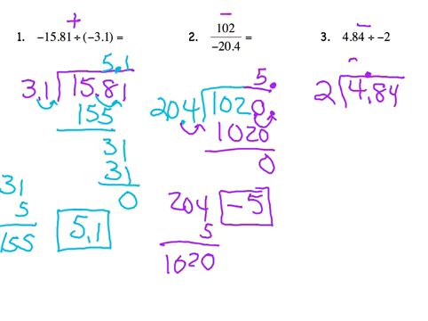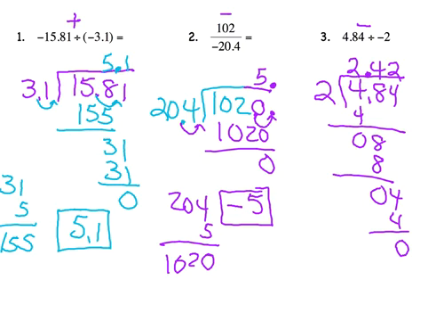2 goes into 4 2 times. 0 remaining, bring down the 8. 2 goes into 8 4 times. 4 times 2 is 8. 0 remaining, bring down the 4. 2 goes into 4 2 times. 0 remaining. And we already know our answer is negative.